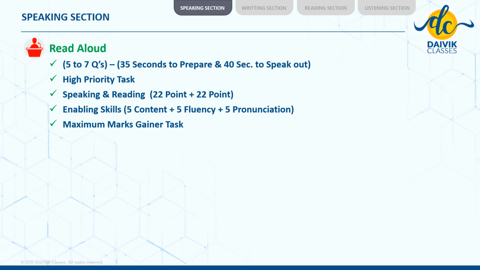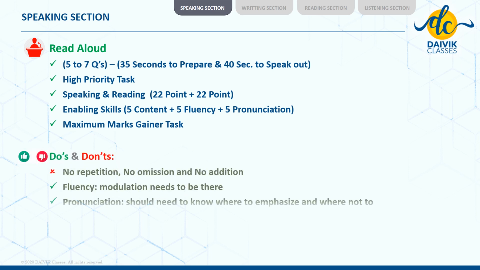So please remember the do's and don'ts for this task: no repetition, no omission and no addition. Fluency modulation needs to be there. For pronunciation, you need to know where to emphasize and where not to. One should always read phrase by phrase.